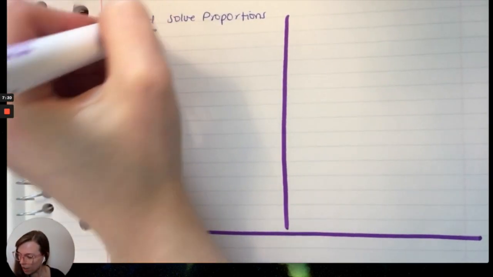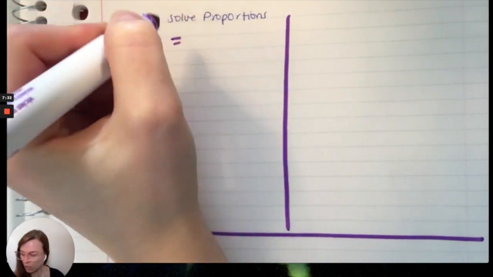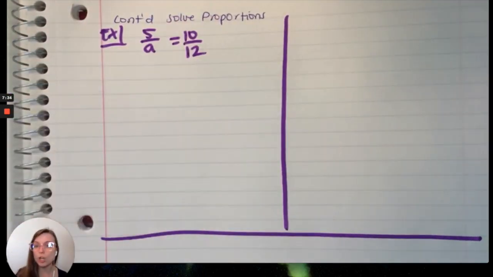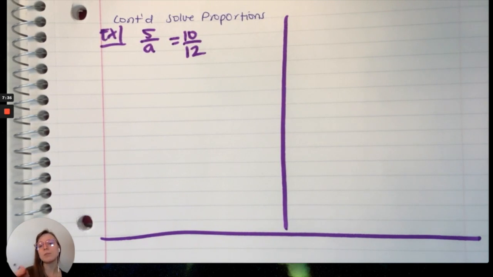So I have 5 over a equals 10 twelfths. So this is a proportion. I am saying the ratio of 5 to a is equivalent to the ratio 10 to 12. But what value of a makes this true? That's what I'm solving for. So it's the same process as we just had.